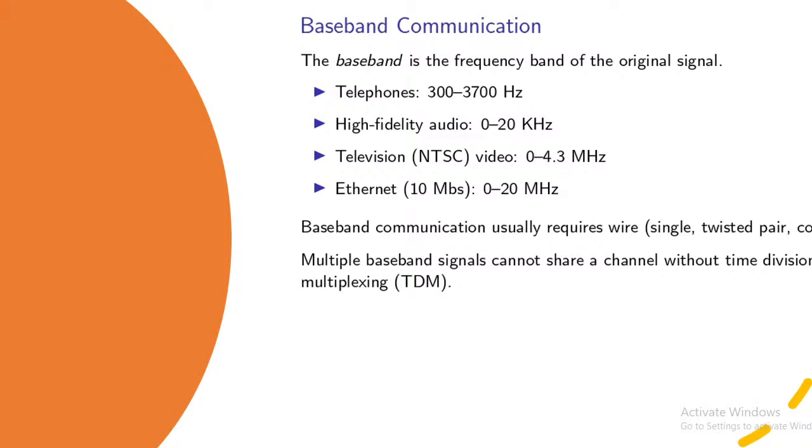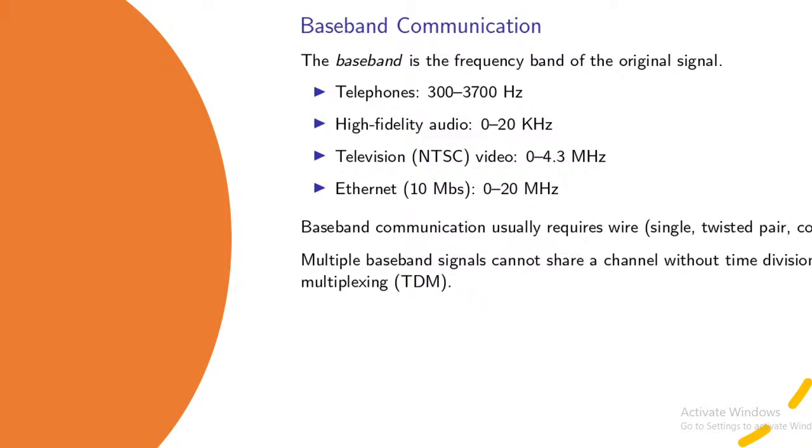So baseband communication usually requires wires. You cannot have multiple baseband signals sharing a single channel unless you have time division multiplexing, or TDM. Time division multiplexing means, suppose there are two signals. There can be n signals, but I am taking the example of two signals.